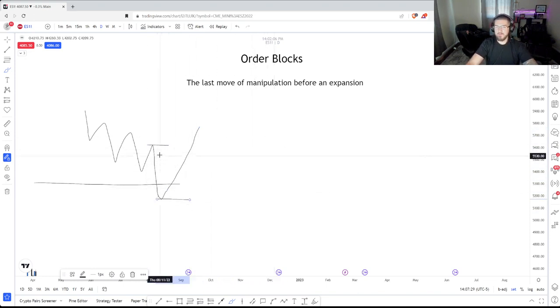Now, on different time frames, it's going to look different. On the daily, it might be one candle. On the 4 hour, it might be 3 candles. On the 1 hour, it might be a bunch of candles. But the idea of an order block is just a big move down to manipulate traders in order to generate liquidity to then push price back up.